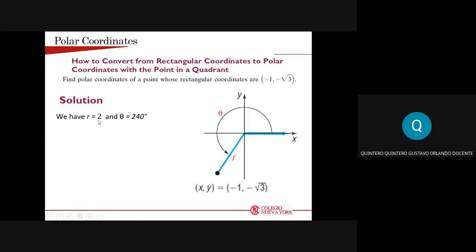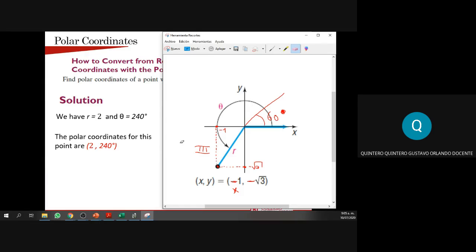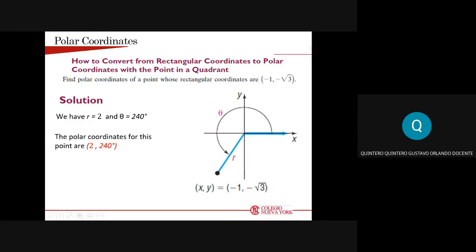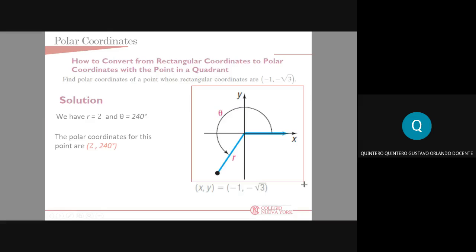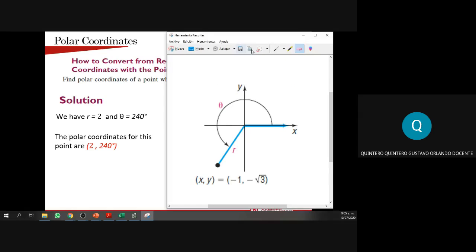These are the solutions, right? We have r equals 2, theta equals 240. So these are the coordinates, 2, 240. Let me do it here. Those are the coordinates here, 2, 240 degrees.